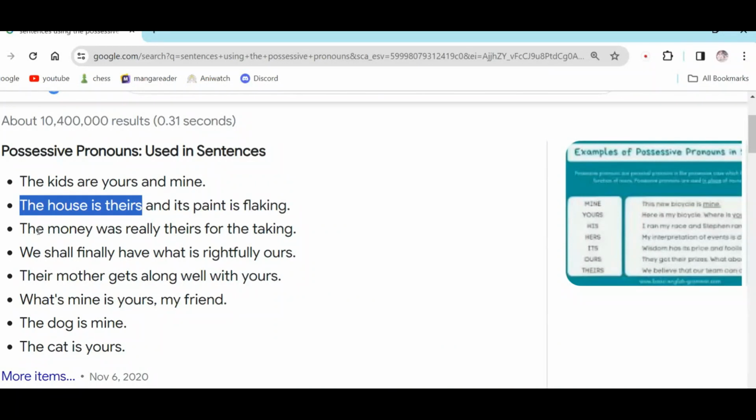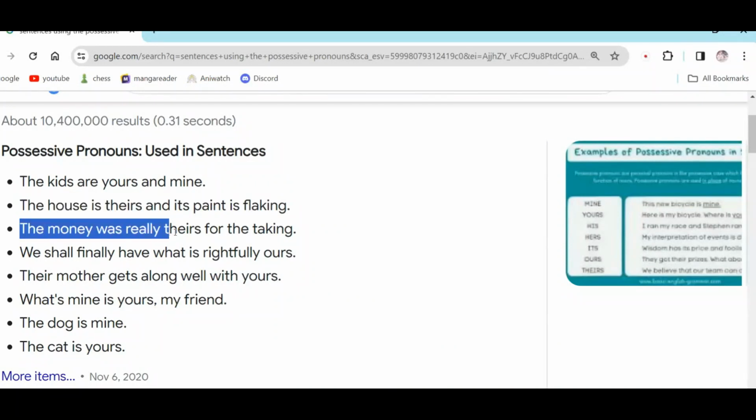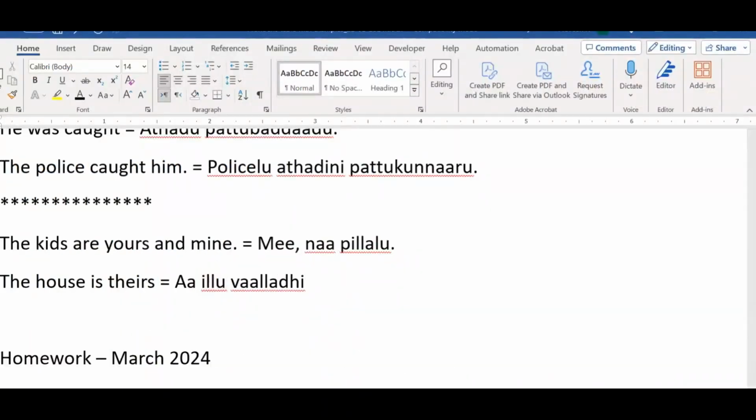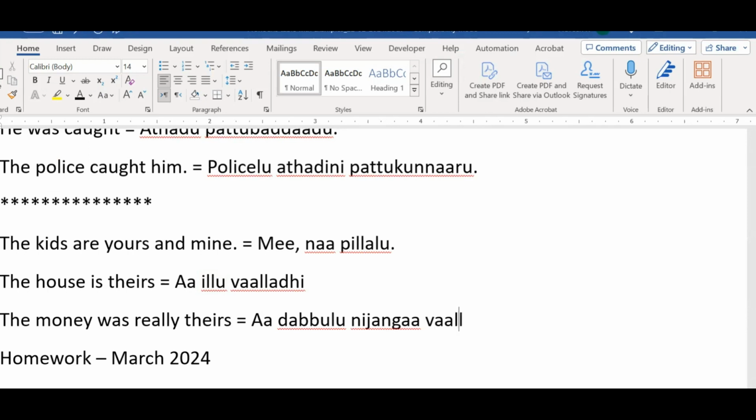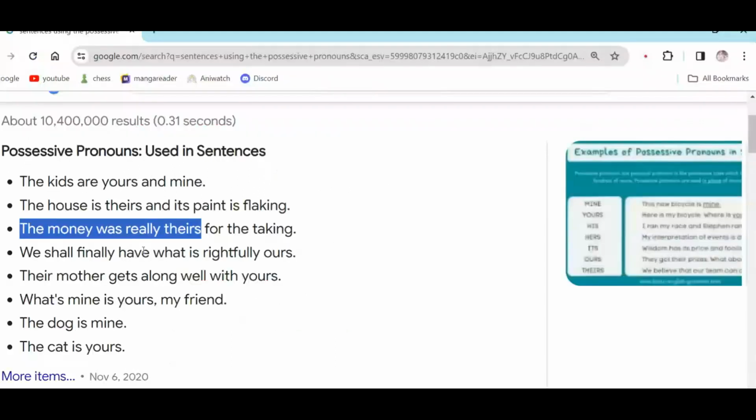The money was really theirs. Let's focus on the basic sentence. The money was theirs. The money was really theirs. ఆ డబ్బులు. Really means నిజంగా. వాళ్ళవి. Because we have a plural ending, that's why we use the vi sound. ఆ డబ్బులు నిజంగా వాళ్ళవి.